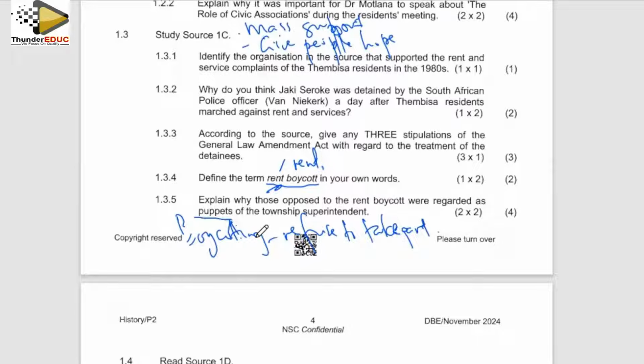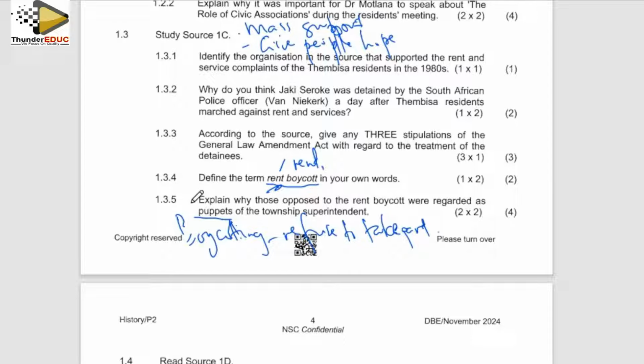Right, when we're talking of a puppet here, we are looking at someone who is acting on behalf of their superior. Whatever you do is in the direction of your superior, who is having ultimate control over your actions. So why are we regarding those people as the puppets of the township superintendent? Right. We can argue that they were regarded as such because they wanted to please the township superintendent by paying rent while others are refusing to pay rent. What is the intention there?